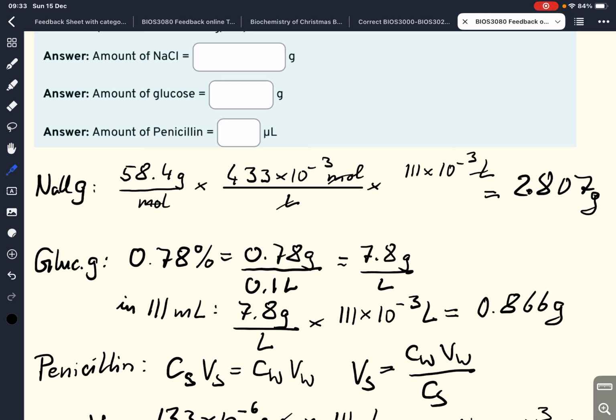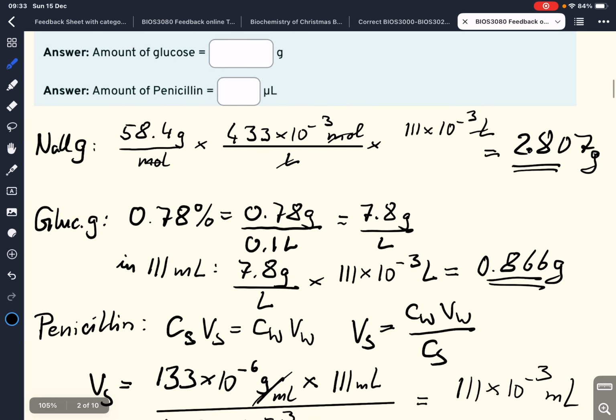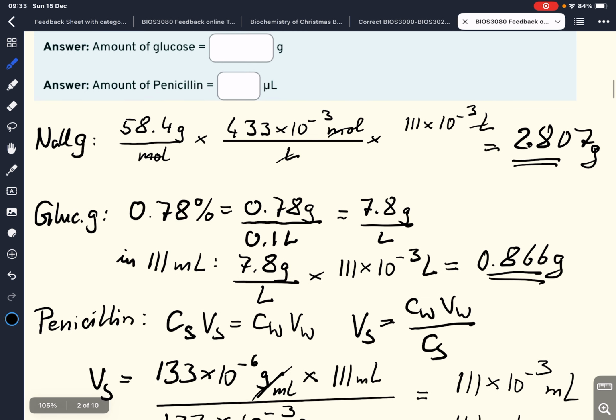We now need to say, okay, we just need 111 milliliter of that. So in 111 milliliter, it's 7.8 gram per liter times 111 times 10 to the minus 3 liter, and that would give us 0.866 gram. Let me just simply highlight what we calculated here. So these would be our correct answers.